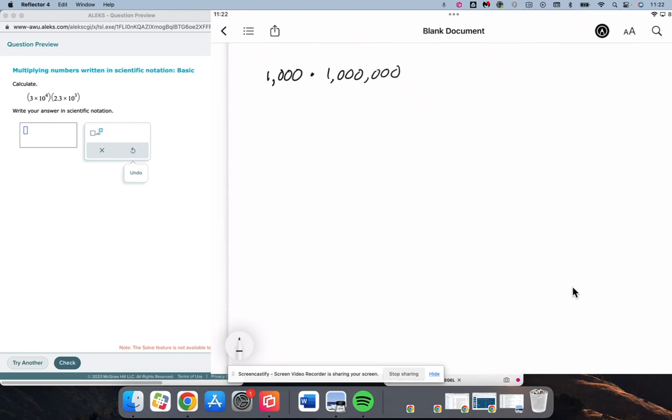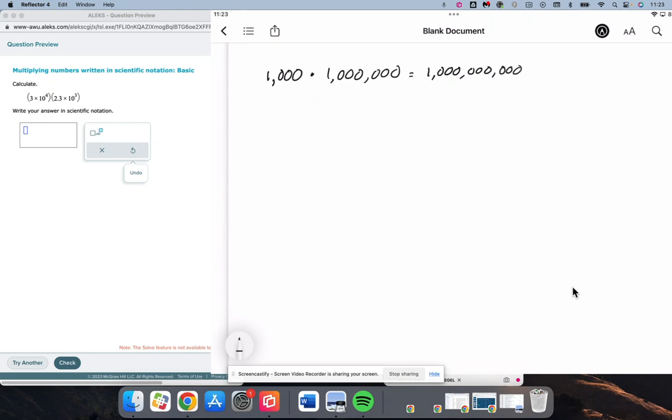Well, most people would not do the long multiplication of all of this. They would just recognize that I just need to put the total number of zeros with a 1 in front of it. I have 3 zeros on 1,000, and 6 zeros on 1 million. So I would need 9 zeros: 1, 2, 3, 4, 5, 6, 7, 8, 9.